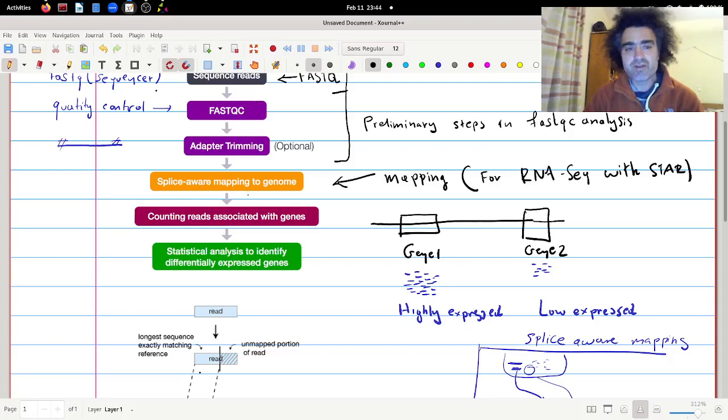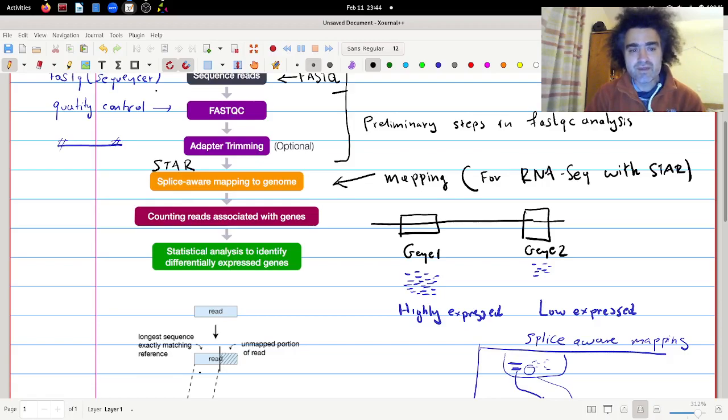And there are special mappers. What we will use is a mapper called STAR that can actually perform the splice-aware mapping to the genome. This is the most critical step, and thankfully STAR is quite fast and can do it very efficiently. And we'll explain a bit later why it can do that.